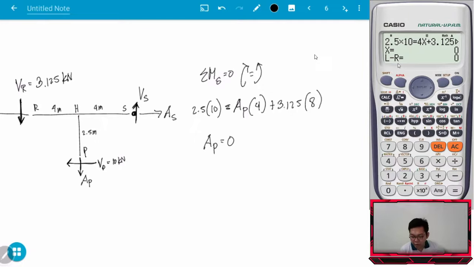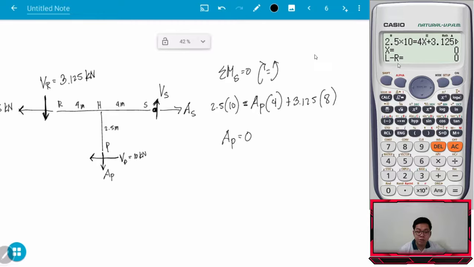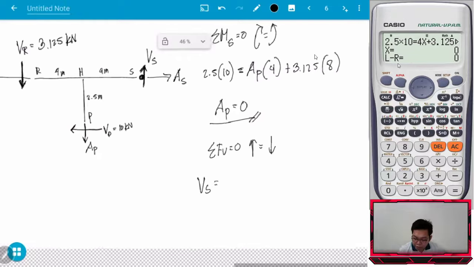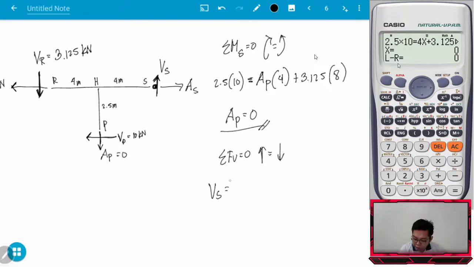Ganun lang. Okay? Now, anyway, guys, we will be needing VS and AS later on. So, I think mas maganda na i-solve na lang natin dito pa lang. Okay? So, meron akong AP na 0. So, summation of forces na lang, vertical is equal to 0. Upward is equals downward. Ano yung upward? We have VS. Ang downward forces is VR and AP. By the way, this is 0. So, VR plus AP. VS is simply equal to, VR is 3.125, and then AP is 0. So, meaning VS is 3.125 kilonewton. Positive, ha? Positive.